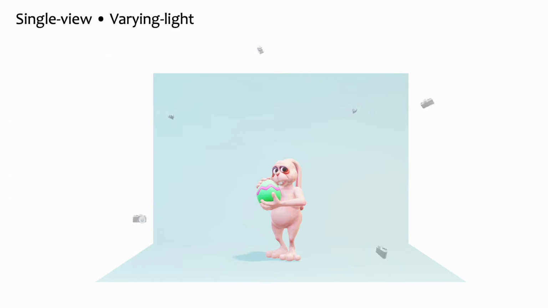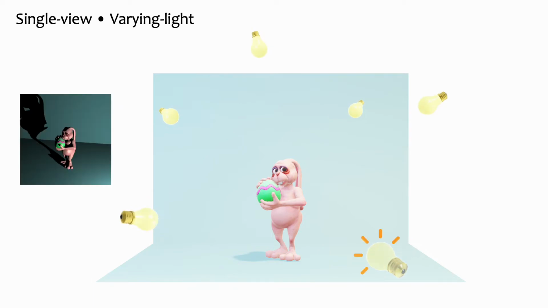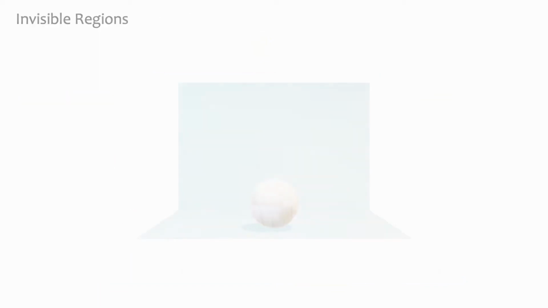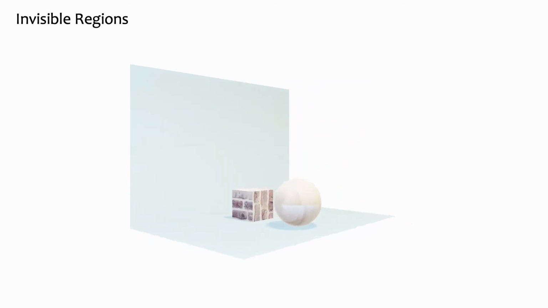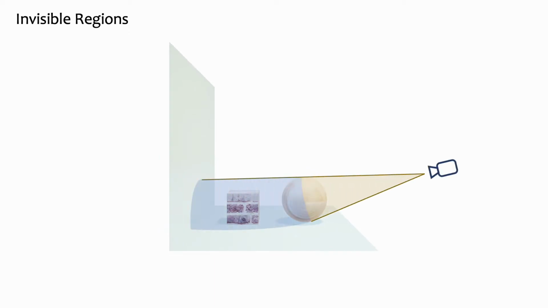An alternative approach is to utilize images captured from a fixed viewpoint but under different point light sources, which is adopted by photometric stereo methods, where shading information is utilized to reconstruct surface details of non-Lambertian objects. However, these single-view methods only consider the visible regions and ignore the invisible shapes in the scene, for example, the cube behind the ball.